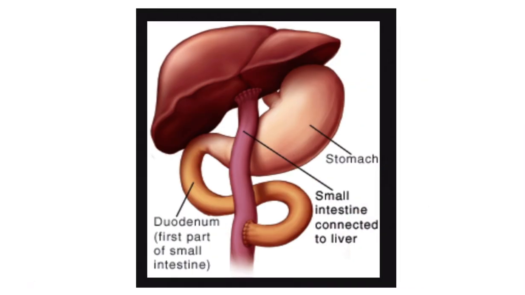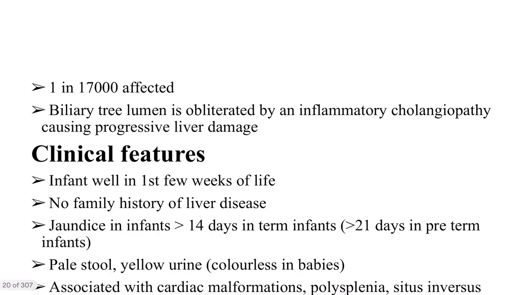Again, in this picture it is very obvious that this is the liver, and this part is the small intestine, and the small intestine is connected to the bile duct. So this portion of the bile duct is removed, and then the small intestine is connected to the rest of the duct. Now see how it happens.